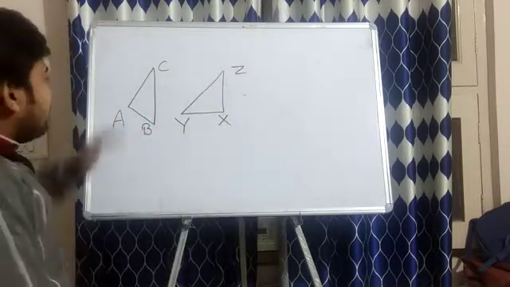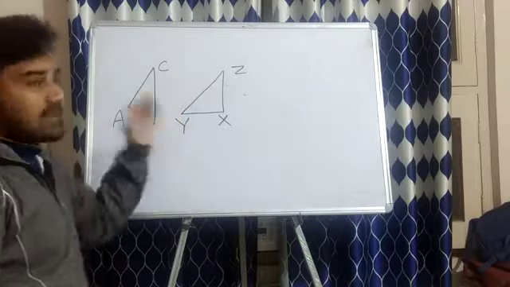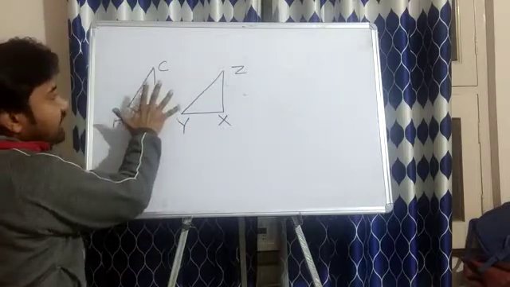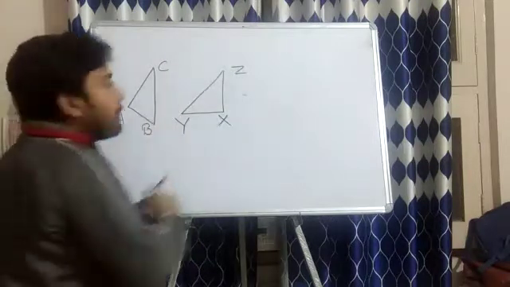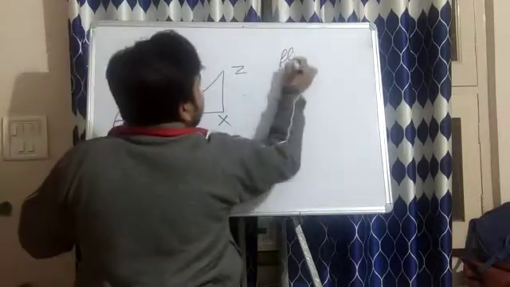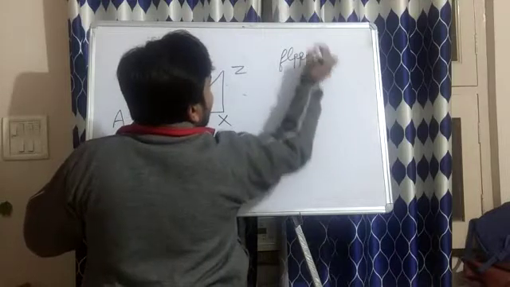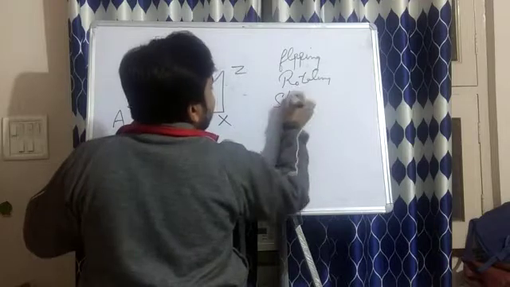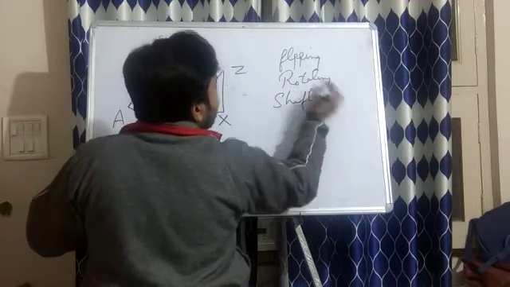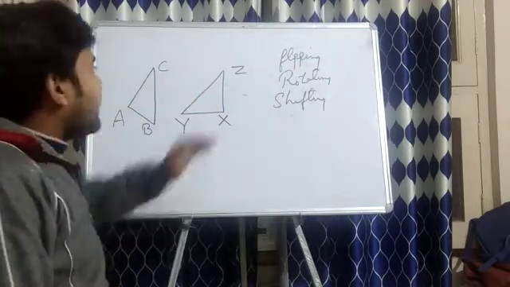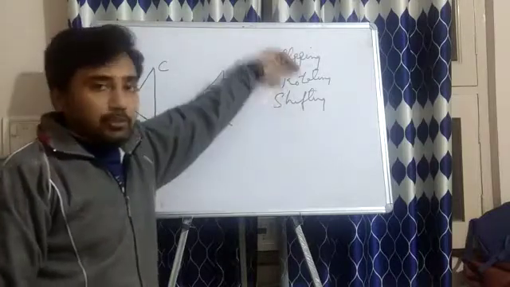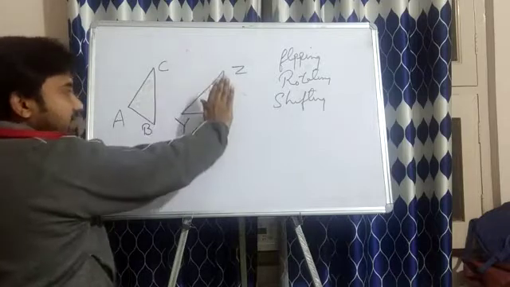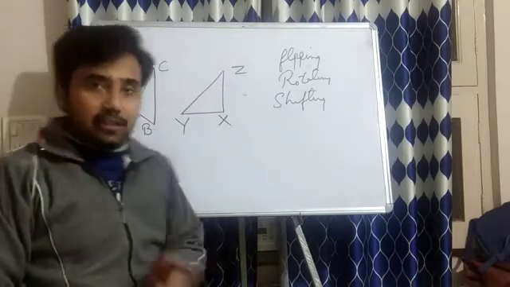Now these two triangles are said to be congruent when I can superimpose this structure over this structure by any procedure, such as by either flipping or rotating or shifting. We learned all these terms in the last video. If with all these procedures we can superimpose one triangle on another triangle, then we will say that these two triangles are congruent.